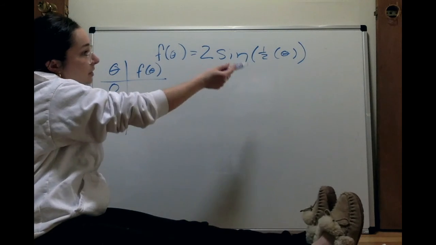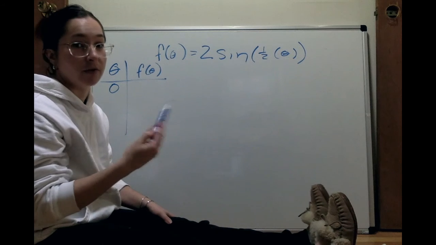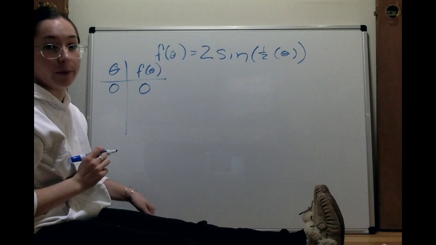Now when I put in 0, I get sine of half of 0, which is still 0, and sine of 0 is 0 times 2 is still 0. So I'm going to be at the same point. Let's graph that real quick.